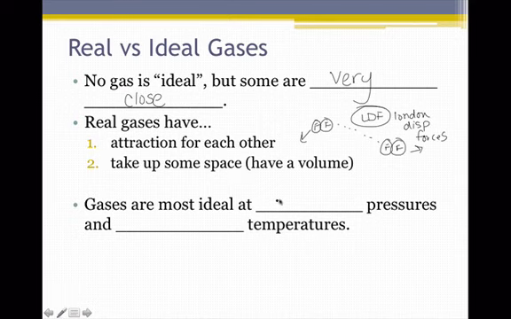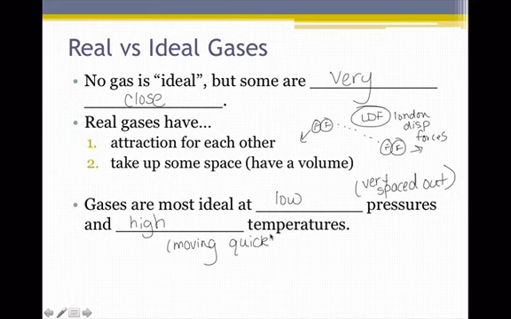Gases are most ideal at low pressures, because a low pressure means they're very spaced out. They're not packed in close together. And then at really high temperatures. High temperatures mean they're moving quickly, which gives them less time to interact with their neighbors as they fly by. So we want not a lot of gas molecules, and we want them moving really quickly. That limits the forces that they have on each other.